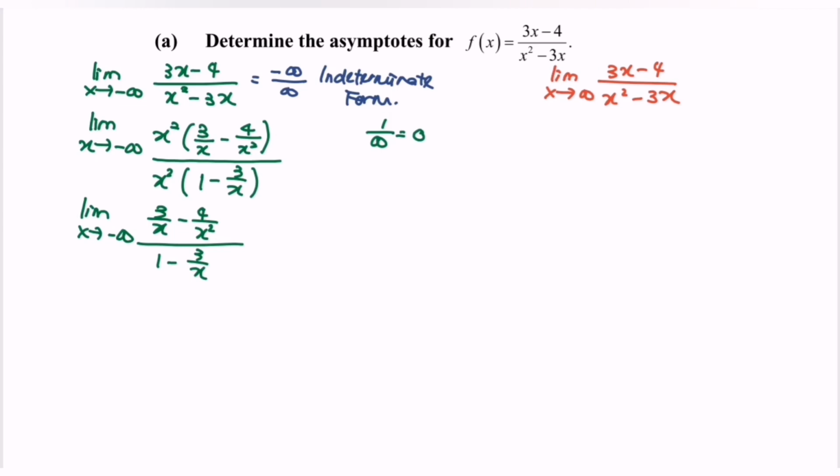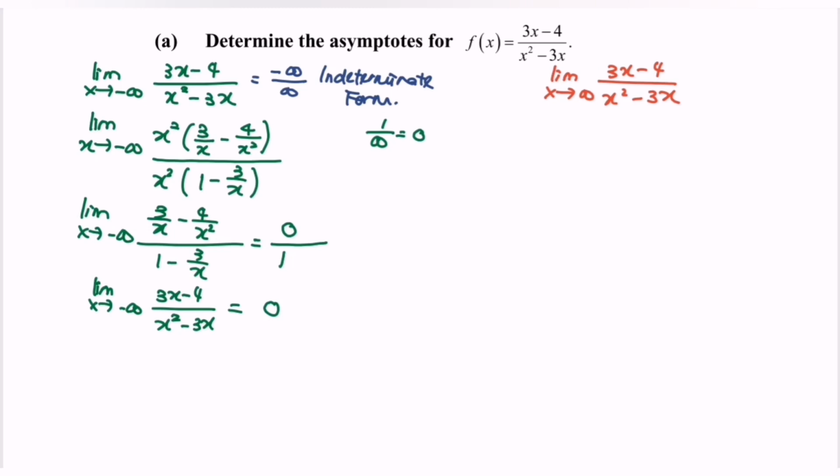If we substitute, we obtain 3 over infinity, which is 0, minus 4 over infinity, also 0, for the numerator. Next, focus on the denominator, where we have 1 minus 0. So we have 0 over 1, and the limit when x approaches negative infinity for the function (3x - 4) over (x squared - 3x) is approaching 0. So we can say that the horizontal asymptote is y = 0 for the left hand side.